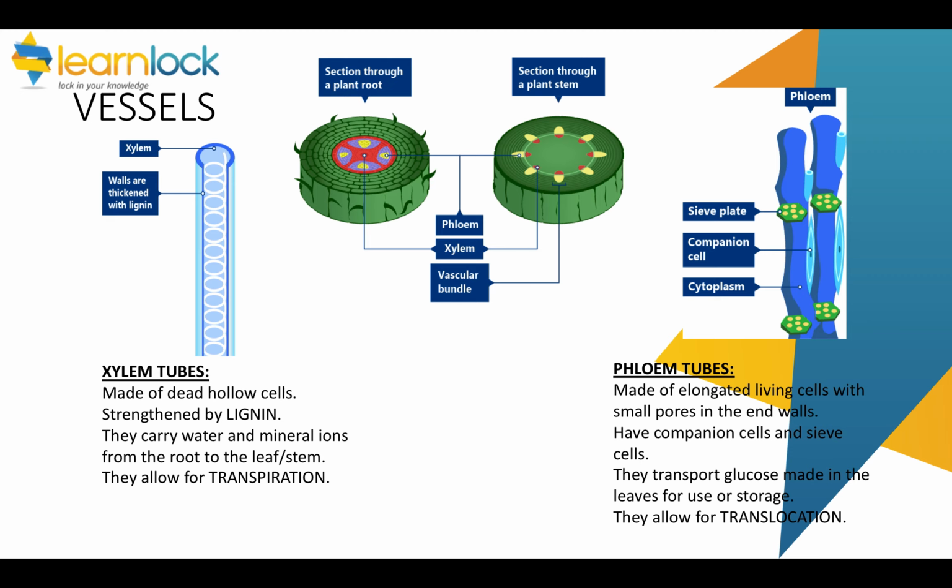Phloem tubes are made of living cells and they've got little holes in them at the end of each one, which connects to other cells called companion cells and sieve cells. They transport glucose that's made from photosynthesis, and they transport it around the plant for use and for storage. The movement of glucose is called translocation.